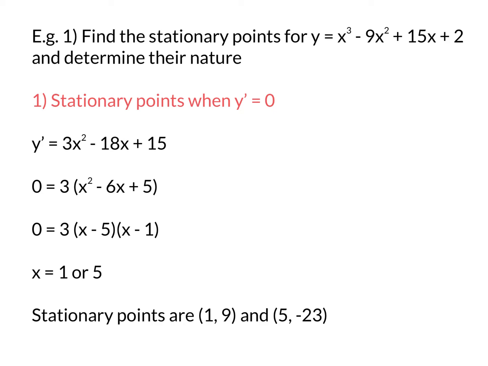And for the stationary points, 1 is the x value, and you sub that 1 back into the equation, so y equals x cubed minus 9x squared plus 15x plus 2. So you sub the 1 in there and you get 9. You sub the 5 into that and you get minus 23.